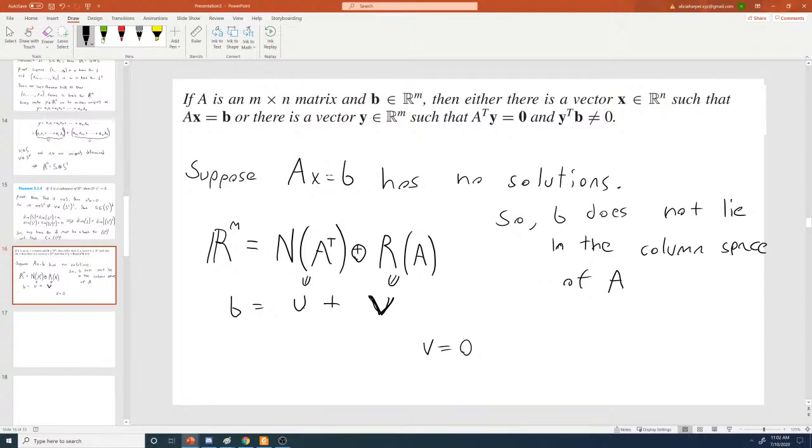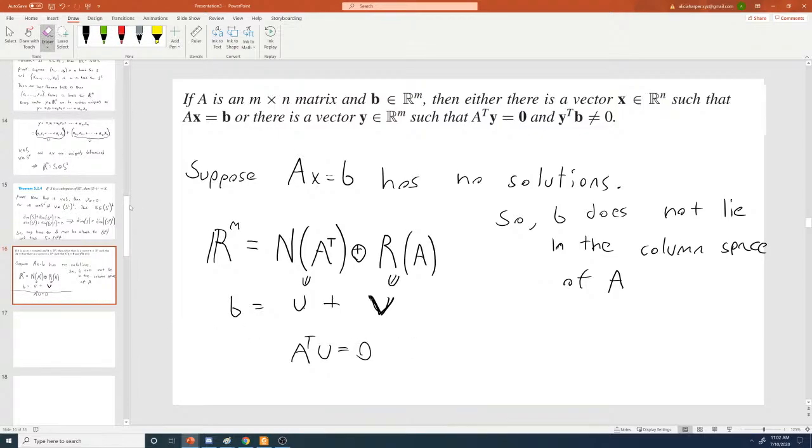Actually, hold on, I'm slightly mistaken. No. I can go back. I can write B as U plus V here. Now, note that U is in the null space of A transpose, which implies that U times A transpose is equal to 0.